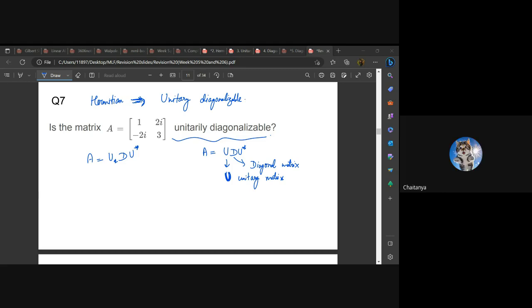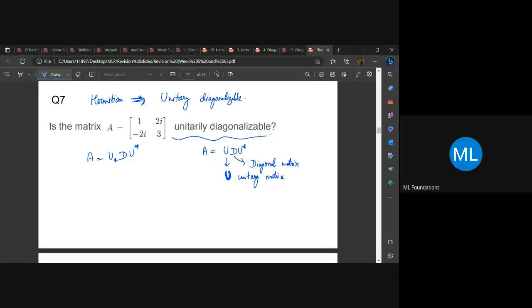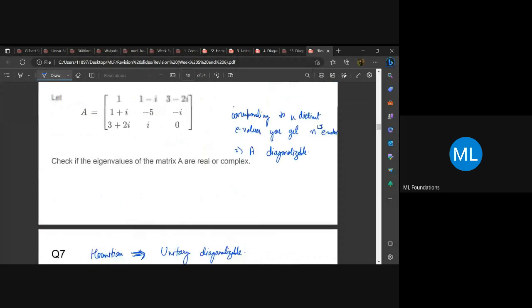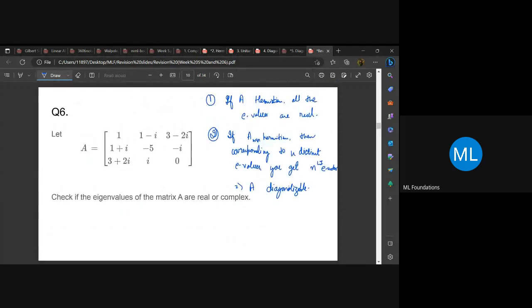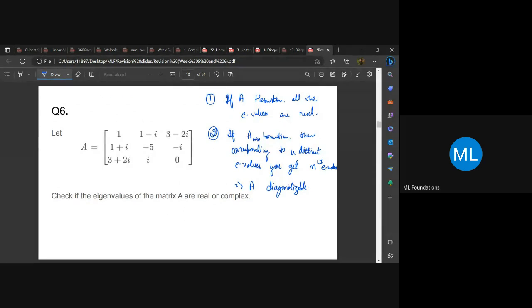Meanwhile, can you explain the sixth one, how it is a Hermitian matrix? Sixth one. What is in the sixth one? I suppose everybody has written the problem.